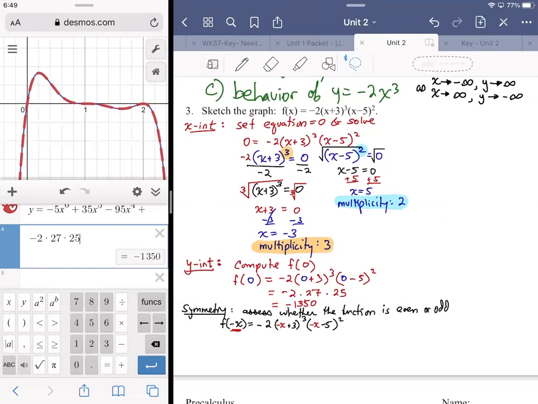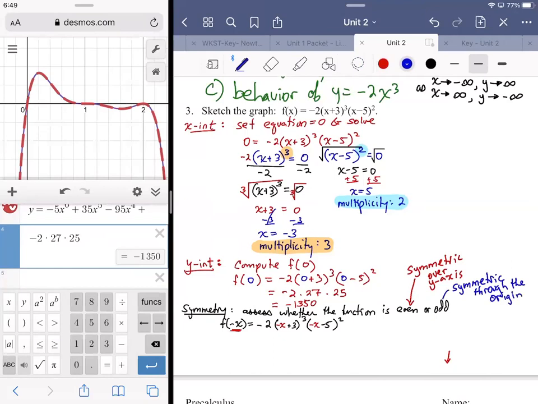So just remember, if a function is even, it's symmetric over the y-axis. If it's odd, it's symmetric through the origin. So I'd have to simplify this and see if I get something that's exactly the same as what I started with, or something that's exactly the opposite of what I started with. All right. So we got to simplify.